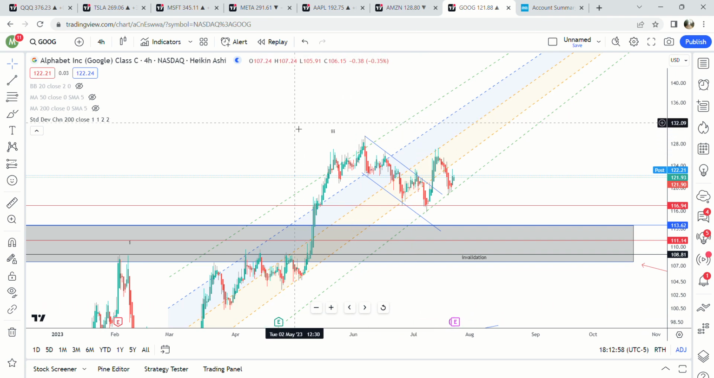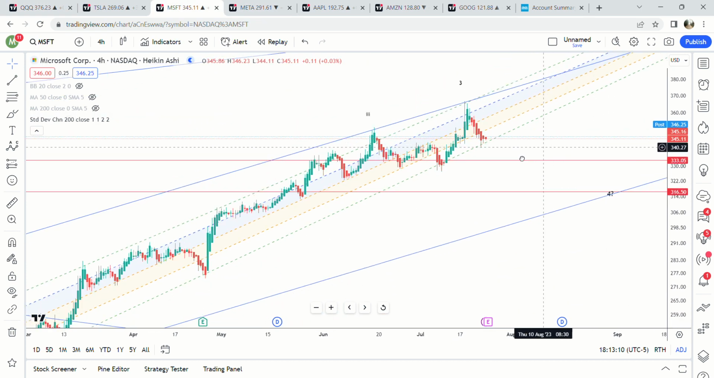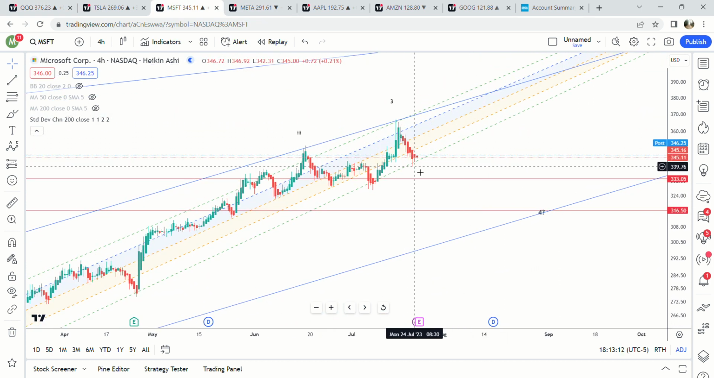So yeah, that's pretty much it for today. I was just going to go over Tesla and QQQ, but then the standard deviations, a little bit easier to tell. Microsoft, again, should be either in a fourth wave or still in a second wave of the overall fifth wave.